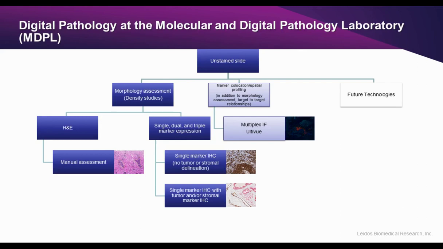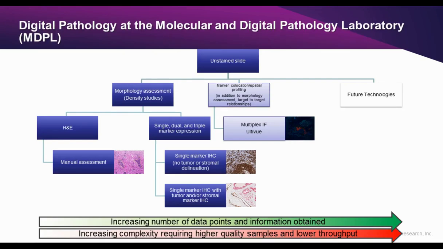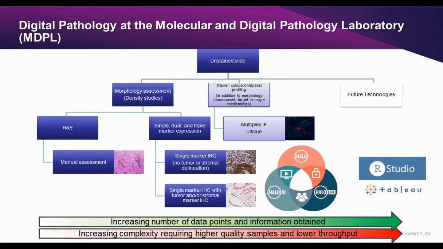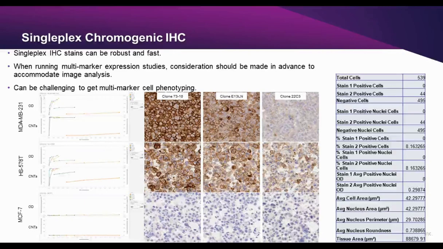While these technologies have their role in the lab, in general terms, as we move from H&E to multiplex IF, we're able to get more data from each slide, but often sample quality needs to be higher and lower slide throughput should be expected. Image analysis in our lab is supported by Halo, along with R and Tableau for data analysis. While the trend for data density and complexity moves towards multiplex IF and beyond, advances in deep learning and AI analysis promises to yield more data from all these technologies and is something we're exploring in future technologies.